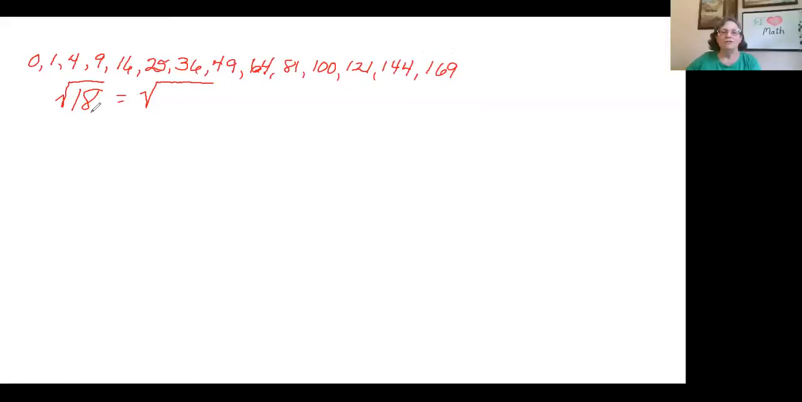a way to factor it. Since 18 is not in this list and it's not a perfect square, we want to find some way that we can factor 18 into something where we can take the square root of one of the factors. So 18 is 3 times 6, but that doesn't help because we can't take the square root of 3 and we can't take the square root of 6. 18 can also be factored as 9 times 2.